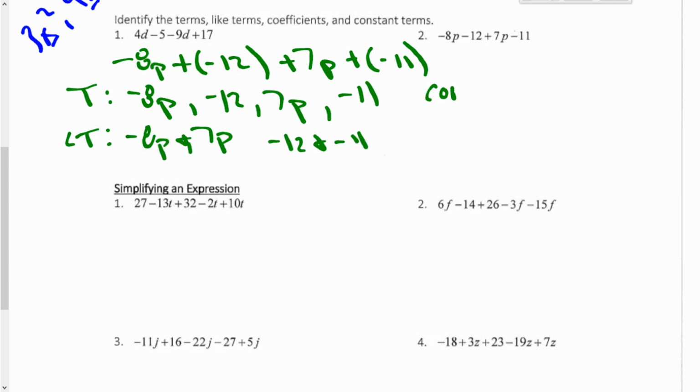Next up, we have coefficients, which are the numbers in front of the variables. So in this case, that's -8 and 7. And then our constant terms are the numbers without variables, so that's -12 and -11.